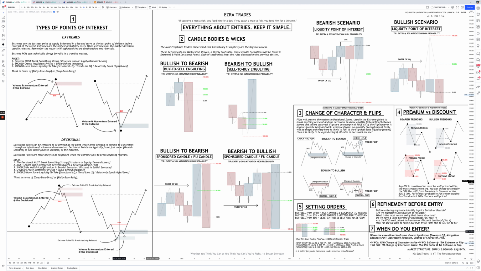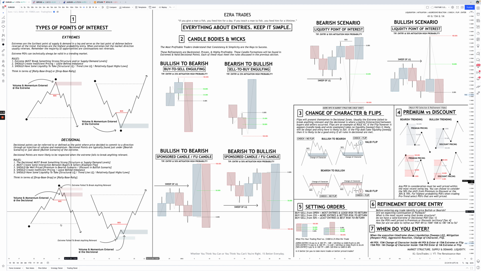This would be a bullish scenario. So here you can see the extreme failed to break any relevant structure. Price pushed up. We had a little pause and a pullback. And this is where volume and momentum were injected into the market. And you can see an explosion of price that results in a break of a strong point of structure, right? In this case, decisional points are more likely to be respected when the extreme fails to break anything relevant. And so this is how you should be looking at it.